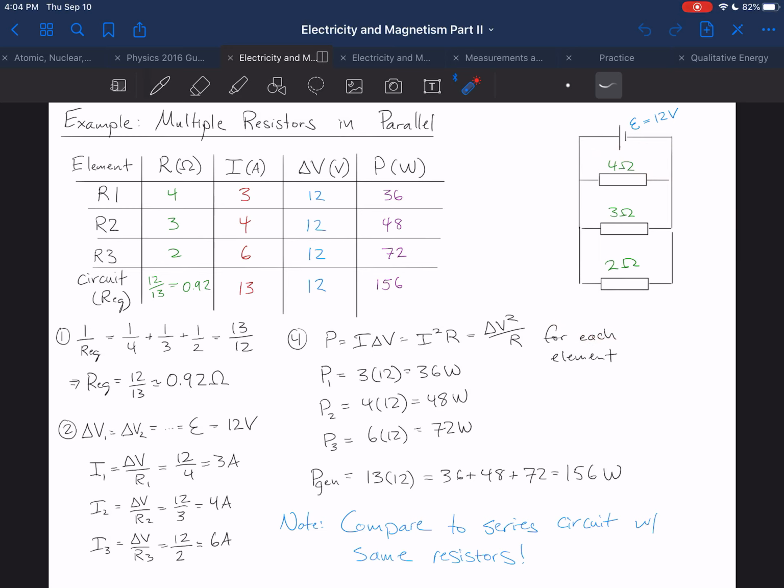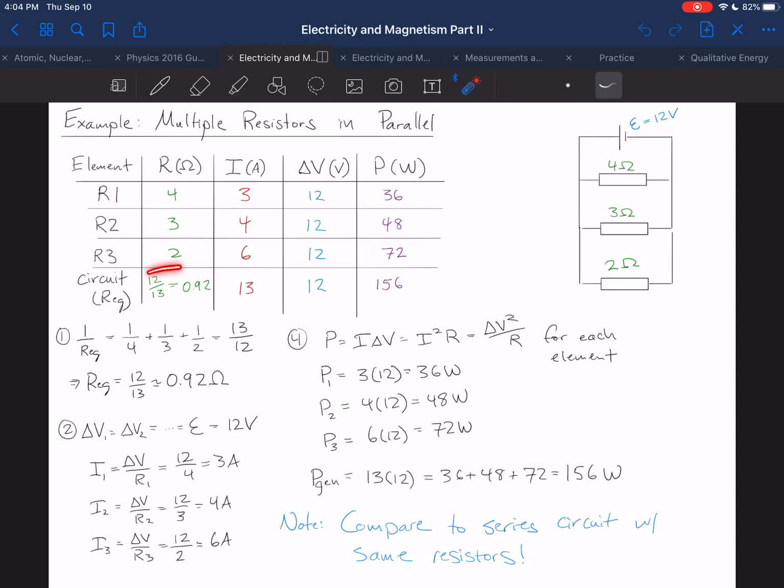So we do that using our equivalent resistance formula. We add 1/4 plus 1/3 plus 1/2, and that gives us 13/12. Then we remember to invert this, which is a step often forgotten, because 13 over 12 is equal to 1 over the equivalent resistance, and that gives a resistance of about 0.92 ohms. Okay, and I've rounded that off.